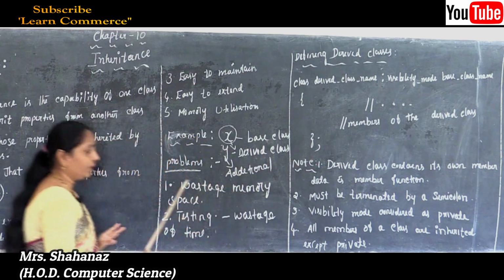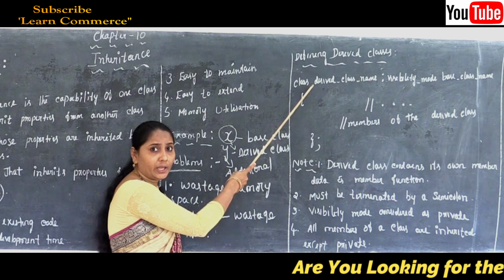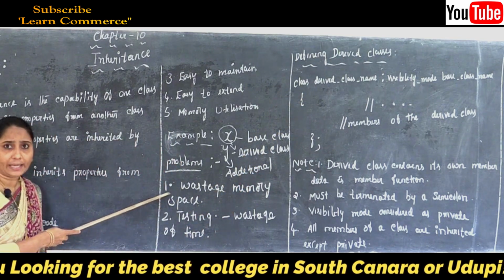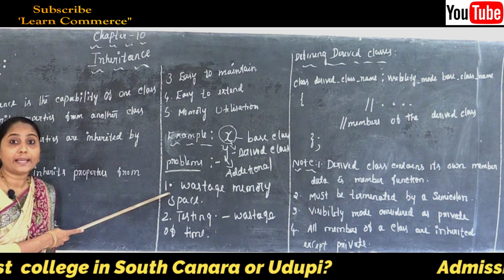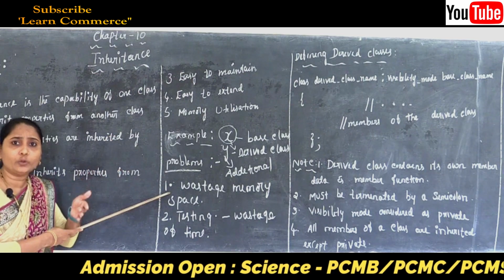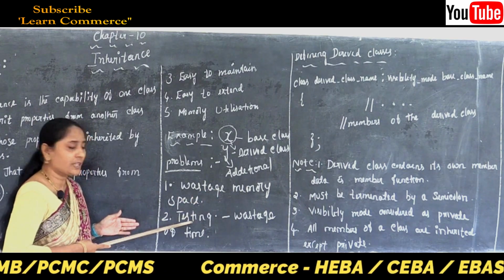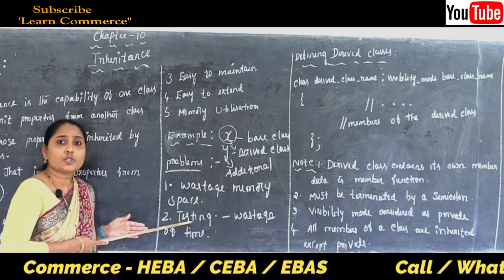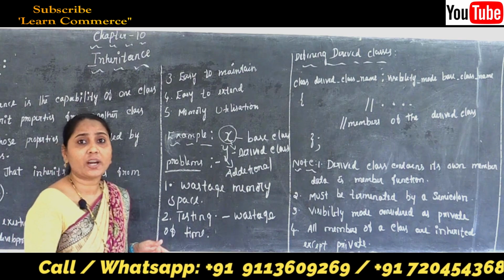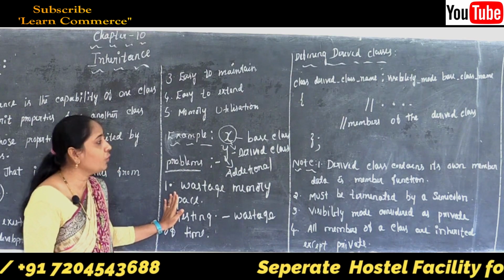So clear? If you are using this syntax, whatever the features of the base class, they are going to be inherited by the derived class. If you are not using such a syntax, some problems are going to be created. When you are using the direct option, whatever code is in class X, everything is added to class Y. At that time it creates problems: wastage of memory space, and we also need to test both. Because of this there is wastage of time, that means we need more time, a longer time to execute the program. So all those problems occur.